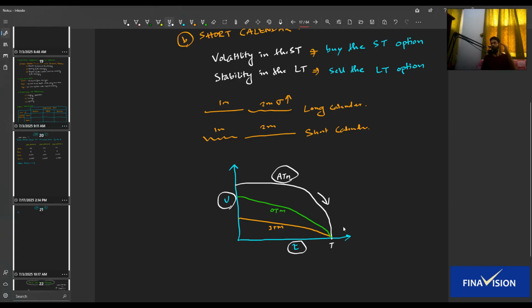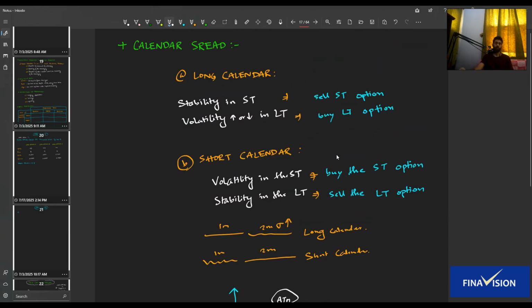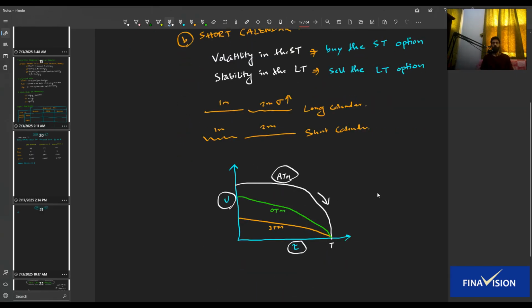The value of the option diminishes when it is a nearer term option, and this is being taken advantage of to make profit in a calendar spread, right? So let's say the curve looks like this, and the 1 month expiry has a steep slope like this, right?